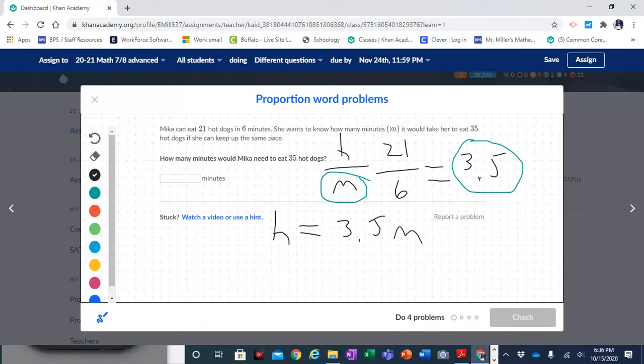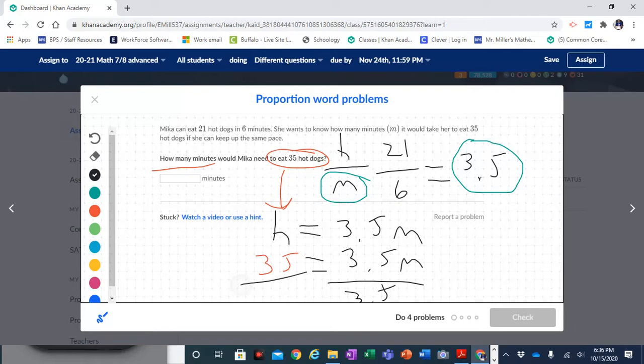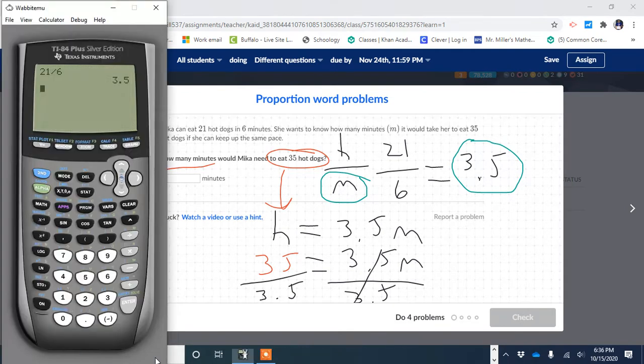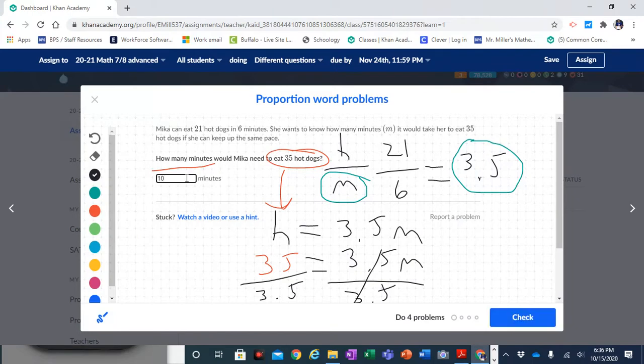So now I look at what the problem is asking me to solve for. It wants how many minutes, and it gives me the number of hot dogs. So the number of hot dogs replaces H. So 35 equals 3.5 M. To get rid of multiplying by 3.5, I have to divide both sides by 3.5. Those cancel. So I would need to do 35 divided by 3.5, and I get an answer of 10. So 10 minutes.